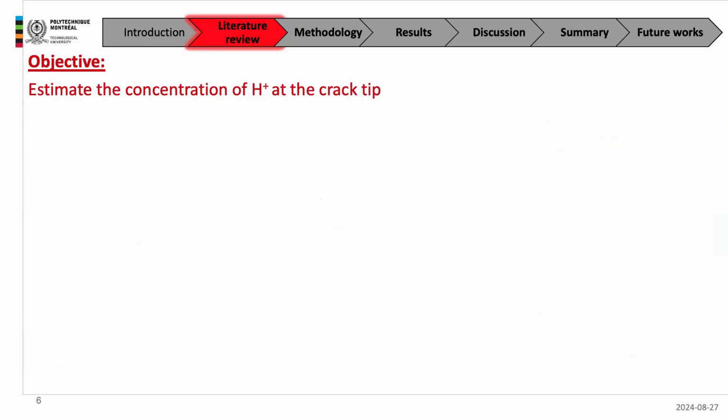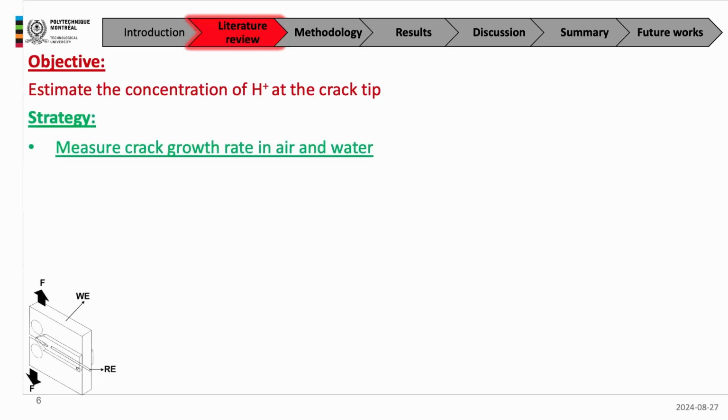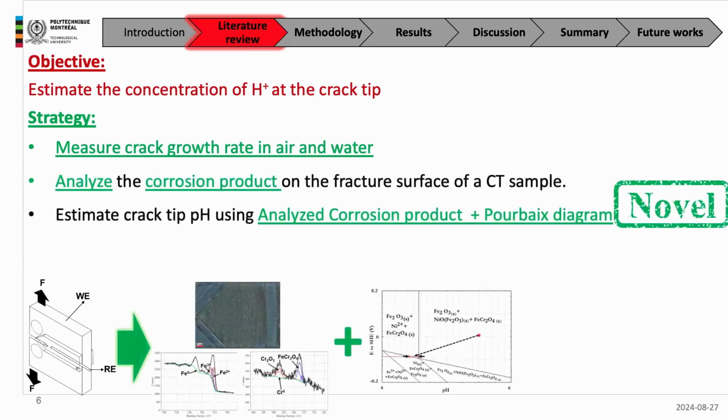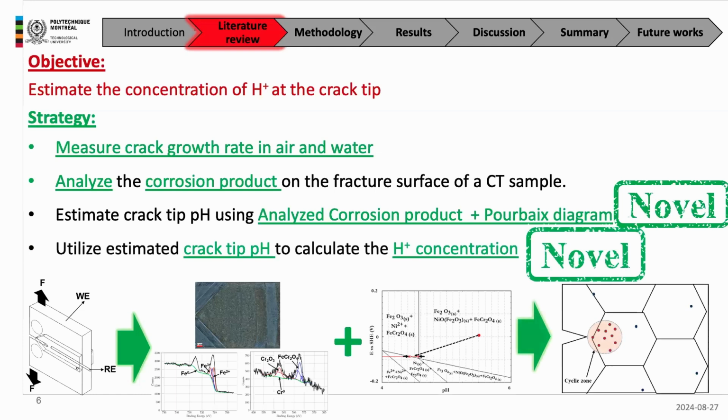So the objective that we have defined in this presentation is to estimate the concentration of hydrogen at the crack tip. To reach this objective, we have defined several milestones. We'll start from propagating a crack in air and water, and then continue to analyze the corrosion products on the fracture surface, and using thermodynamic calculation and plotting the Pourbaix diagram, we are able to estimate the pH at the root of the crack thermodynamically, and then with the pH, we are able to estimate the concentration of hydrogen.